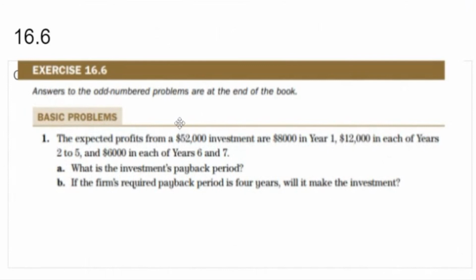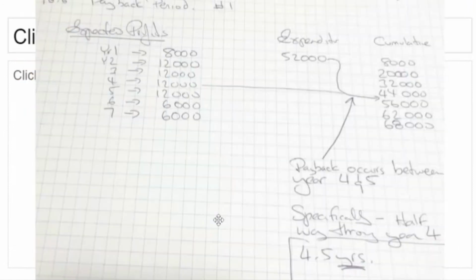So we've got $52,000 going out. We've got $8,000, $12,000, $12,000, $12,000, $12,000, $6,000, $6,000 coming in. All we need to be able to do is stack them up by one another. So we'll do something like this. Year 1 is 8, 12, 12, 12, 12, 6, 6. Again, no consideration here for time value of money. So here's the cumulative: 8, 20, 32, 44, 56, 62, 68. So we can see it accumulates here.